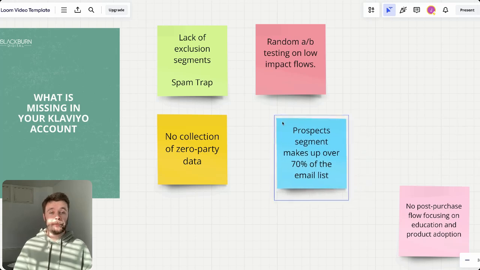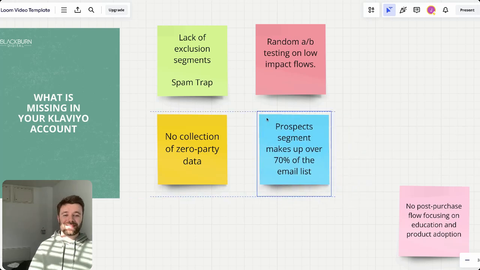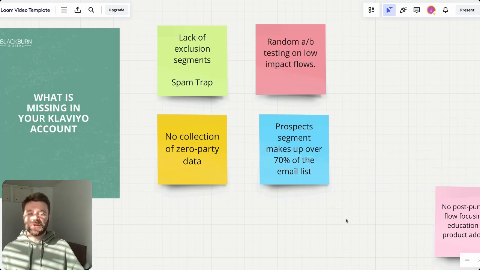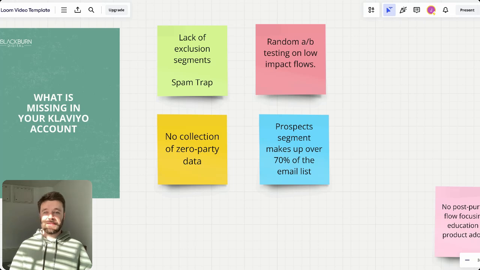Number 4, the prospect segment makes up over 70% of the email list. Let's break that down. What's a prospect? Now, a prospect is someone that's come into your email list, that has signed up, that has never purchased, they've never bought your product, you've never been able to get your product in their hands. And if a lot of brands actually look into their segmentation in their email list, they'll probably notice that most of that email list has never bought.